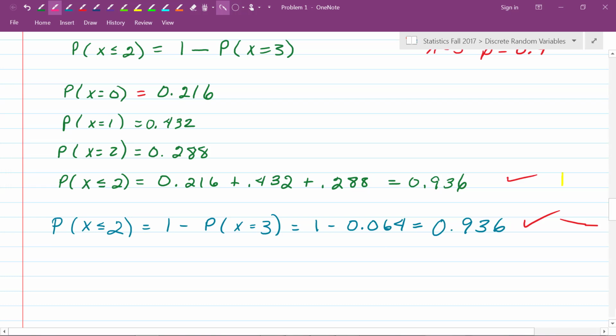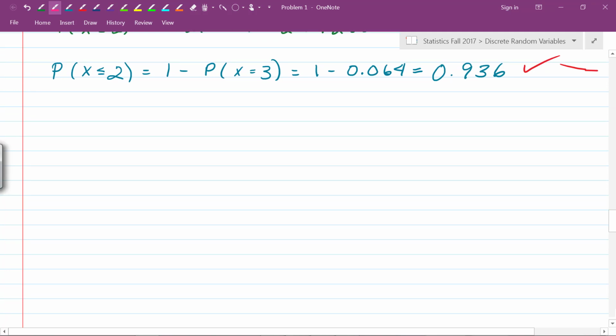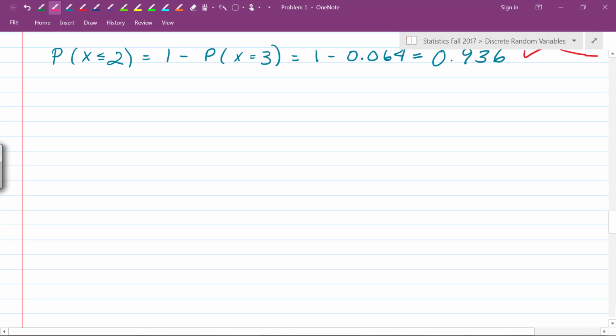So let's show you how you would use the binomial formula for solving this problem. If we wanted to know the probability that x is less than or equal to 2, I could say that's 1 minus the probability that x is equal to 3. Now I need to solve for the probability that x is equal to 3.